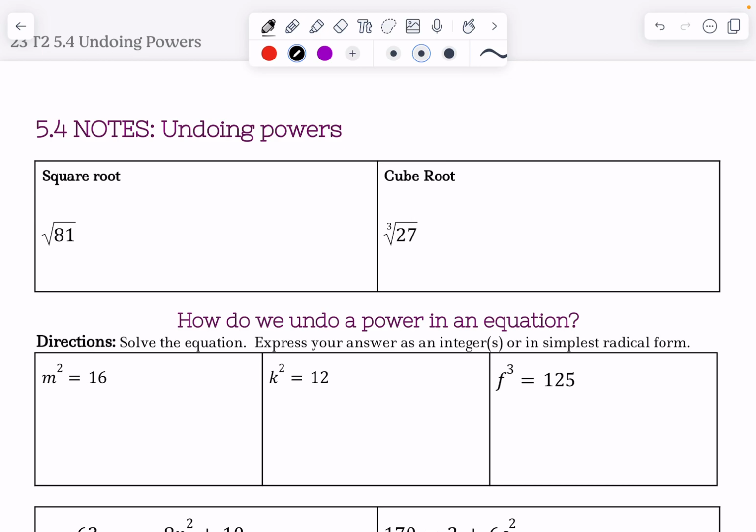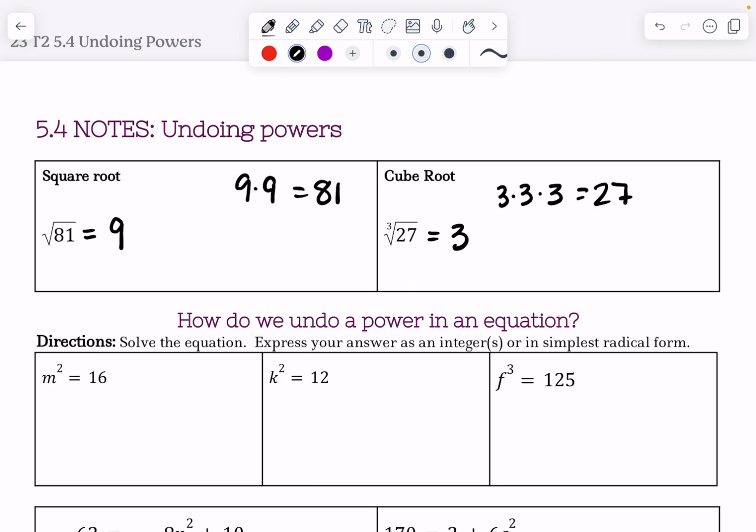So what is the square root? The square root means that two numbers came together, multiplied together, and made 81. So in that case, that's 9, because 9 times 9 is 81. The cube root means that three numbers, and they have to be the same number, all multiplied together equals 27. So that's going to be 3, because 3 times 3 times 3 is 27.